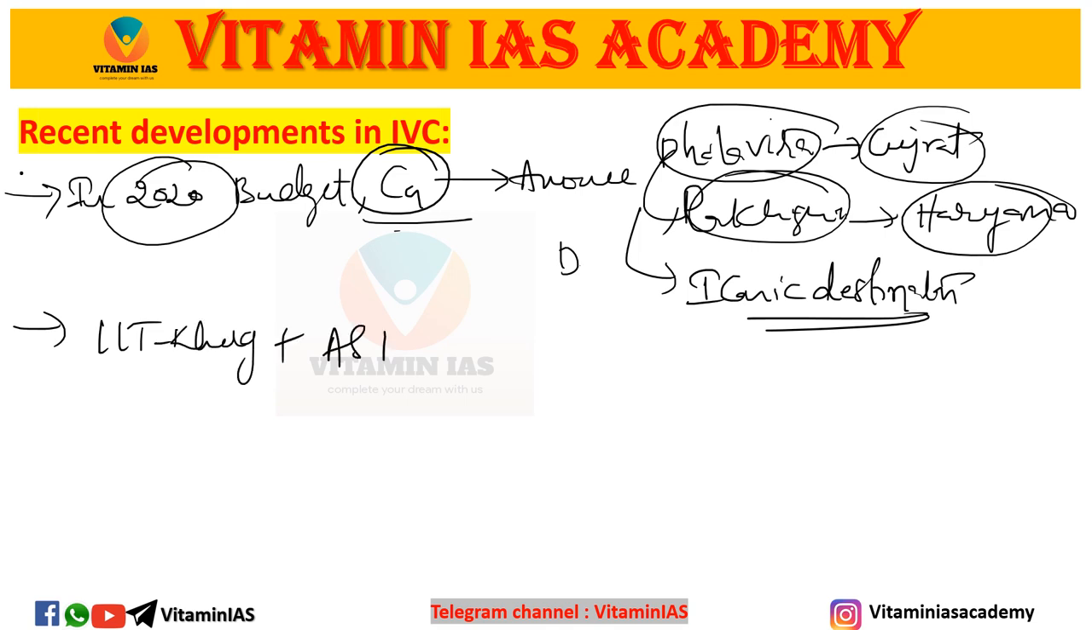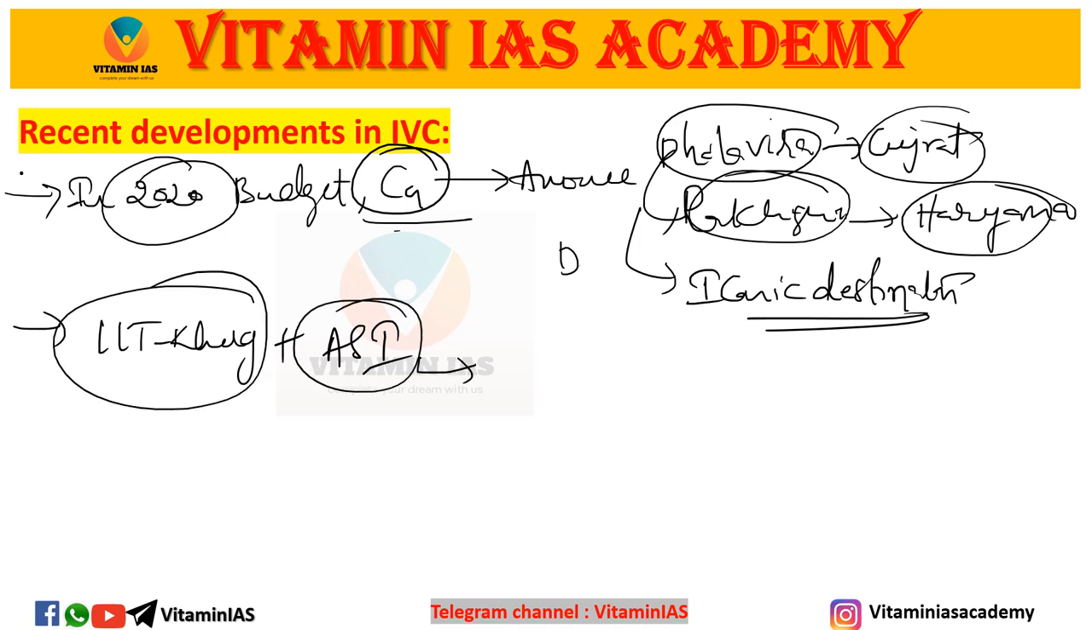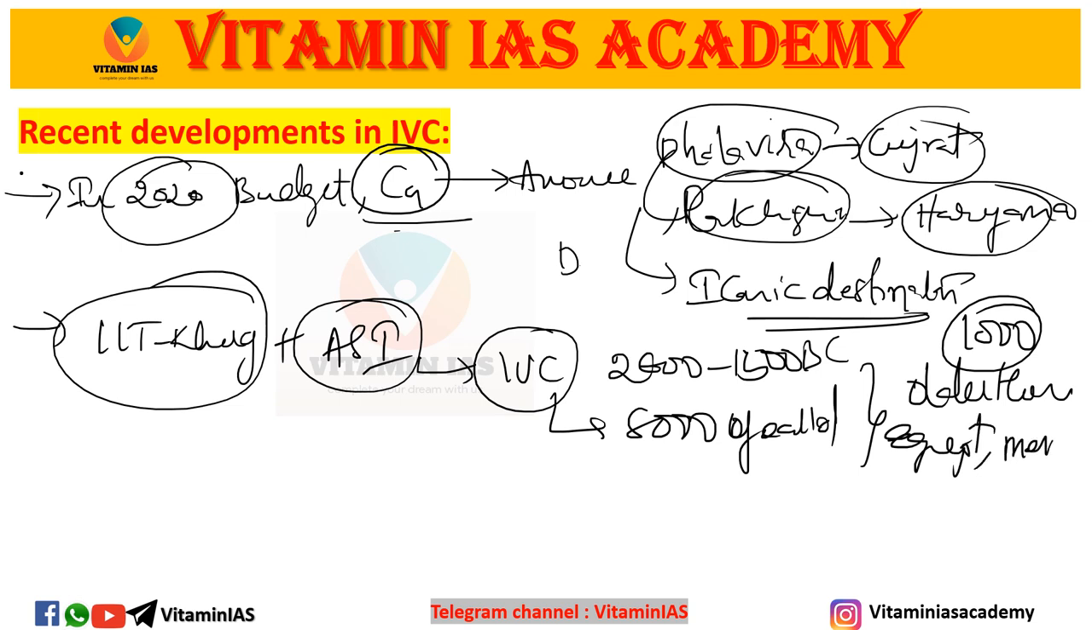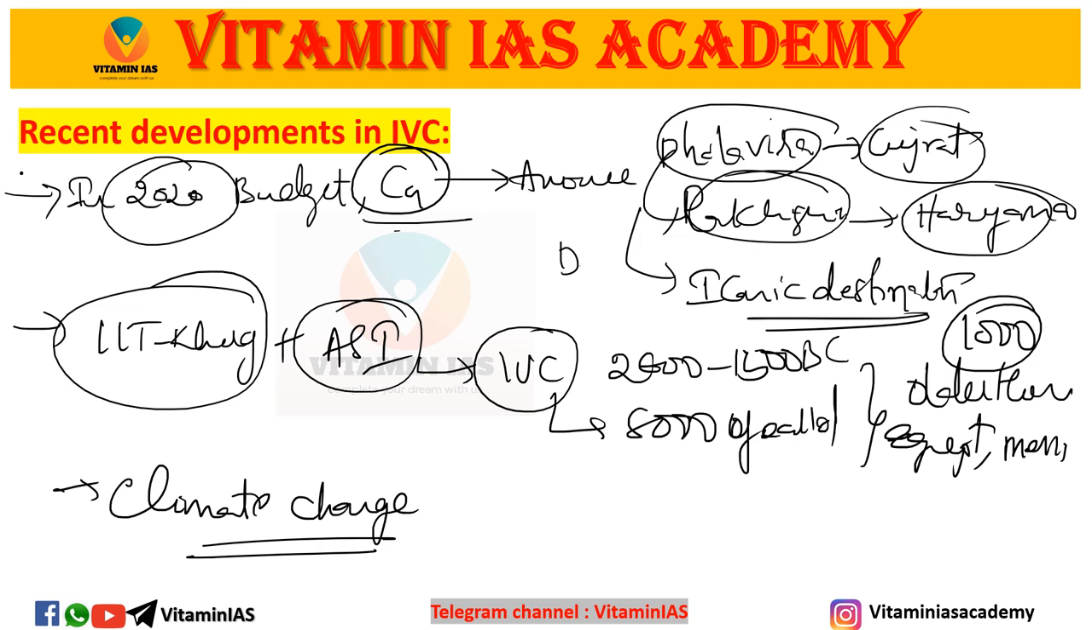Along with it, scientists from IIT Kharagpur and the Archaeological Survey of India said that the IVC does not belong to 2600 to 1500 BC. It is 8000 years old, meaning it is at least 1000 years older than Egypt and Mesopotamia. And along with it, scientists decided that the main reason for the decline of the IVC can be climate change.